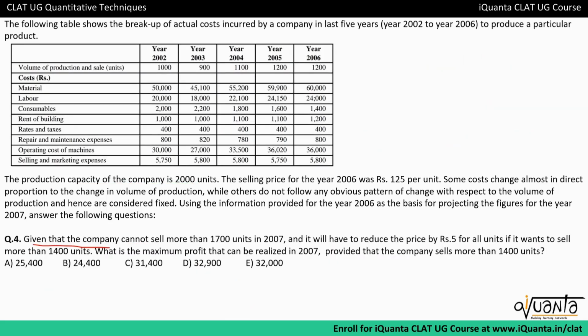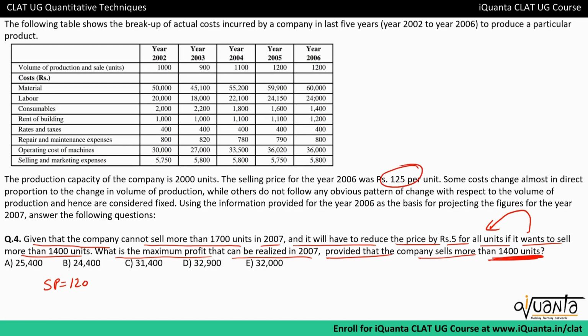Given that the company cannot sell more than 1700 units in 2007, and it will have to reduce the price by rupees 5 for all units if it wants to sell more than 1400 units. What is the maximum profit that can be realized in 2007, provided that the company sells more than 1400 units? So the company has to sell more than 1400 units, hence it will have to reduce the price by rupees 5. So SP now will become 120, right? Earlier it was 125. If we reduce it by 5, now it would become 120 per unit.